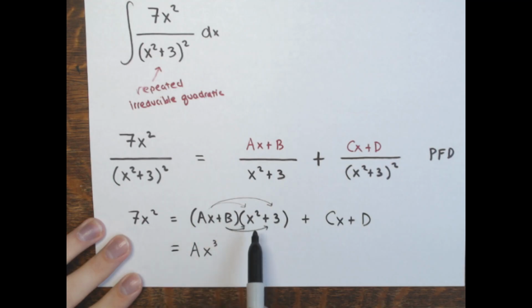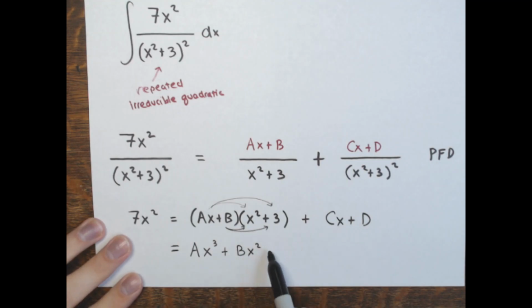the x squareds. We'd have a bx squared and no other x squareds, right? There's ax cubed plus 3ax plus bx cubed, or sorry, bx squared, and then plus 3b, and no other x squareds. So ax cubed plus bx squared.